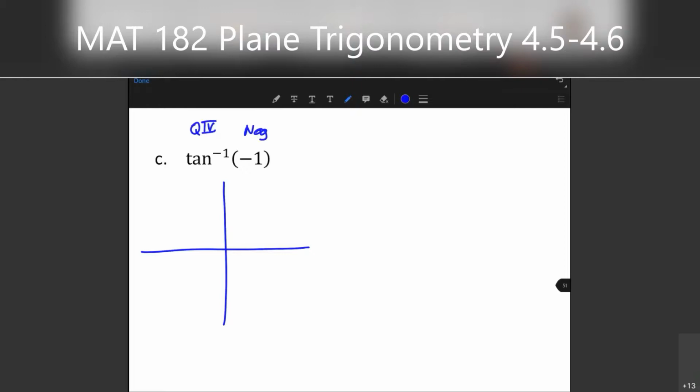So if we work with quadrant 4 and we want a tangent of -1, well, we can consider tangent as -1 over 1. So the opposite over adjacent is going to be -1 and 1. So we could write it like this. We've got the opposite side, -1. Adjacent side is going to be just +1.